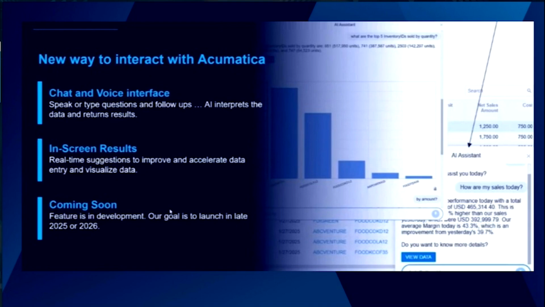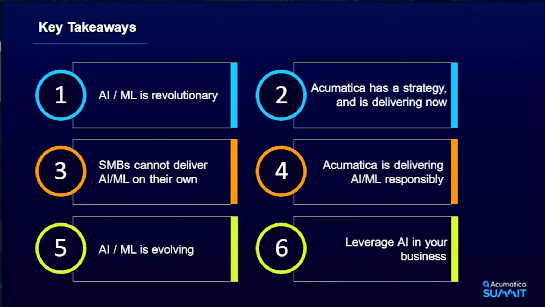So you'll see more to come with Acumatica's AI assistant towards the end of this year, and then more to come in early 2026. So really, what are the takeaways for today? Certainly, AI and ML, artificial intelligence and machine learning, right? It's revolutionary, but it's been coming for a while. So everybody talks about this being the next technology revolution, and I've been fortunate to live through a few of them for sure. So this is an awesome time.